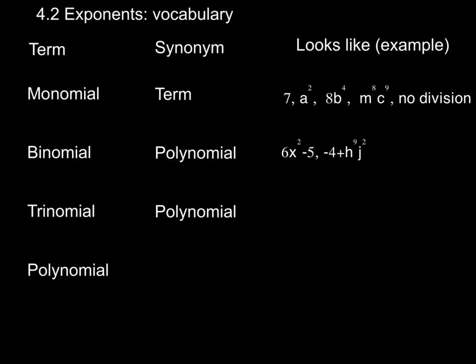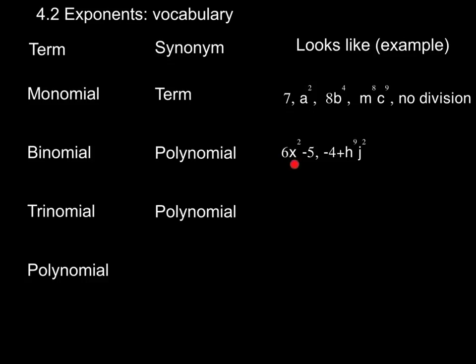The next term that you asked about was binomial. So whereas monomial means one, binomial means two terms. So monomial, one term, binomial, two terms. I'm also going to say that binomial is a type of polynomial. So polynomial means more than one term. Binomial is a specific type of polynomial.